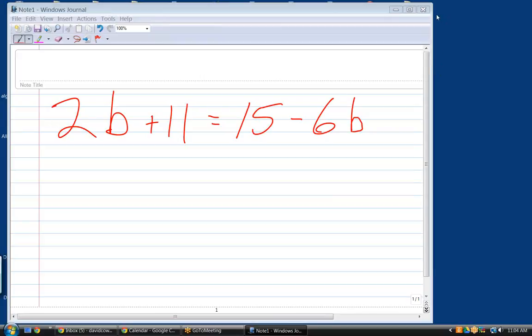What's the first step here? The first step is to gather like terms. Yeah, gather, that's what I meant. Okay. So what's my first step?